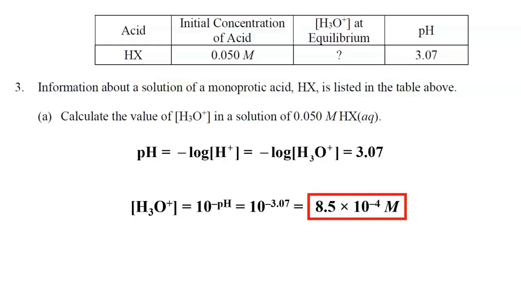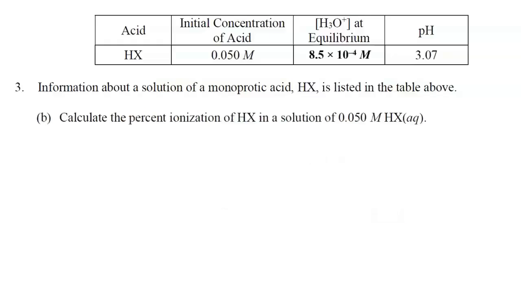4 moles per liter. Now, considering that the initial concentration of the acid is 0.050 moles per liter, but the concentration of the hydronium ion that we just got in part A is a much smaller number, this means that this is a weak acid, which is only partially ionized in aqueous solution. Now, in part B, they want us to figure out the percent ionization of this acid in a solution of 0.050 molar HX.